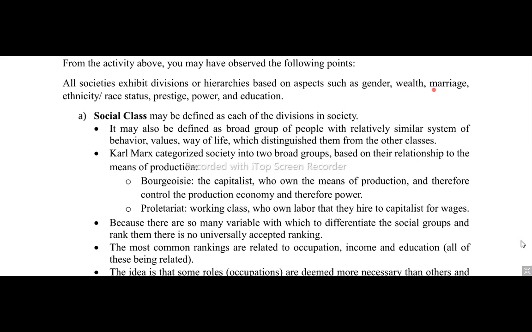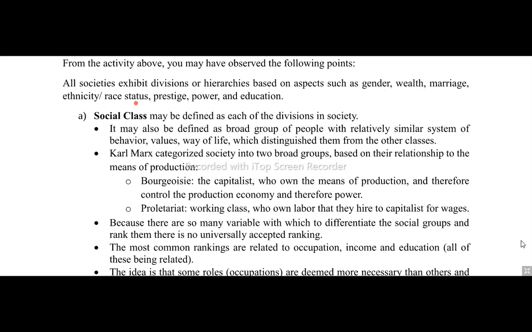On marriage, we have very many divisions. We have singles, married, and these days we have gay, lesbians, single mothers, single fathers. Ethnicity, especially in our country, we have different tribes. Race, we have the whites, the blacks. Status, different positions that people hold in the society.